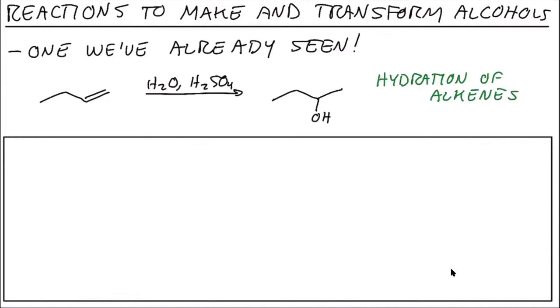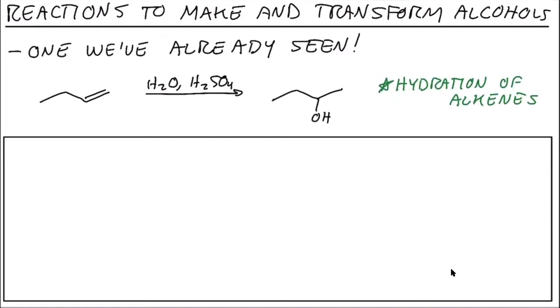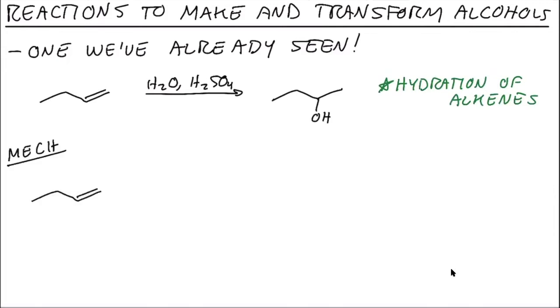I think that's a pretty logical name, right? Because you are taking water and you're putting it onto an alkene. So an alkene is getting hydrated, hydration of alkenes. So that's the name of this reaction. I'm just going to give you some names so we can help keep track of all the different reactions of alcohols. So we've seen this one before, but let's go through the mechanism again together really quickly.